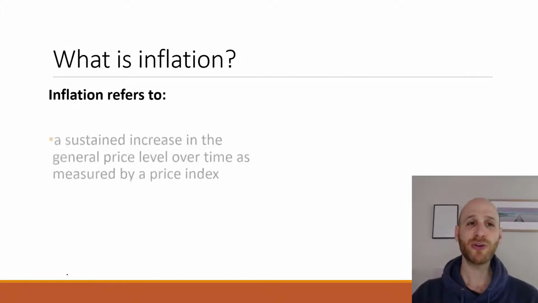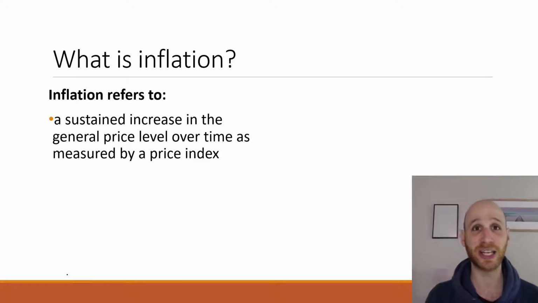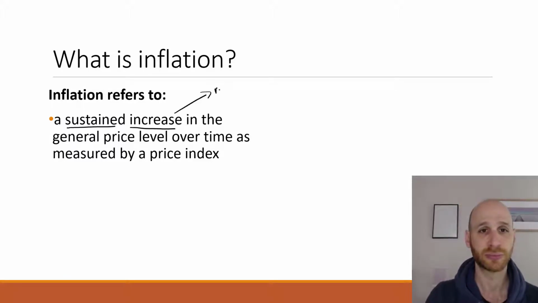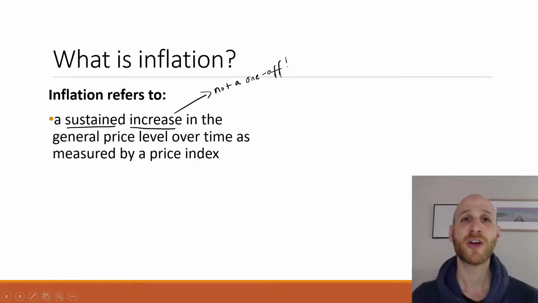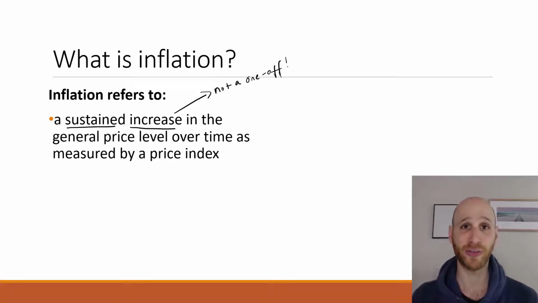So if we're talking about inflation, at its most basic level, it is a sustained increase in the general level of prices. This is important in terms of wording, this idea of a sustained increase. So it's not a one-off, instead there is some kind of trend or ongoing increase in prices, and it's measured by a price index.